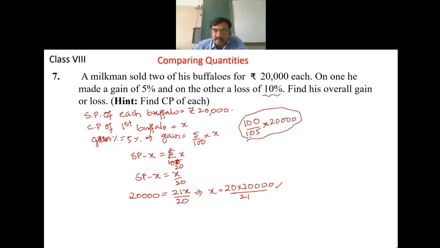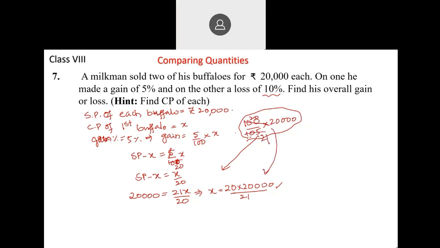We get the same result. Here you observe this one, 20 times, 20 by 21 times. Both are same. Isn't it same? This is the traditional method without using formula.